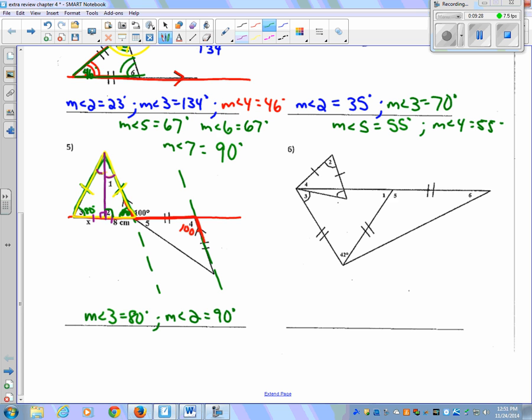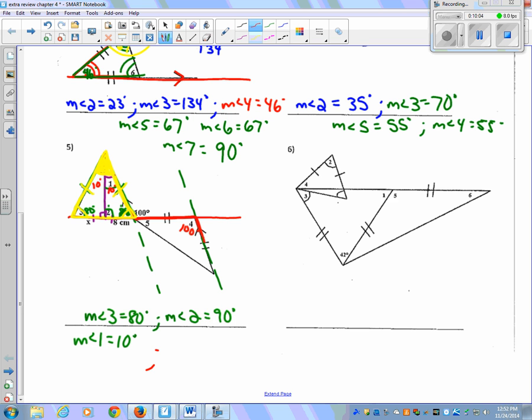Well, if this is 90 and this one's 80, then we have only 10 degrees left for the measure of angle 1. Another way to get that would be to look at the whole yellow triangle as its own triangle with two angles of 80. That makes 160, so this whole angle has to be 20, and then it's split in half, so it's got to be 10 each. So these are 10 degrees each.